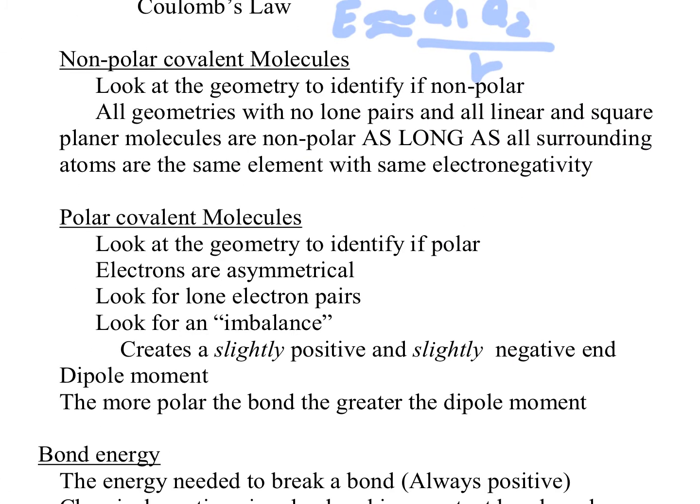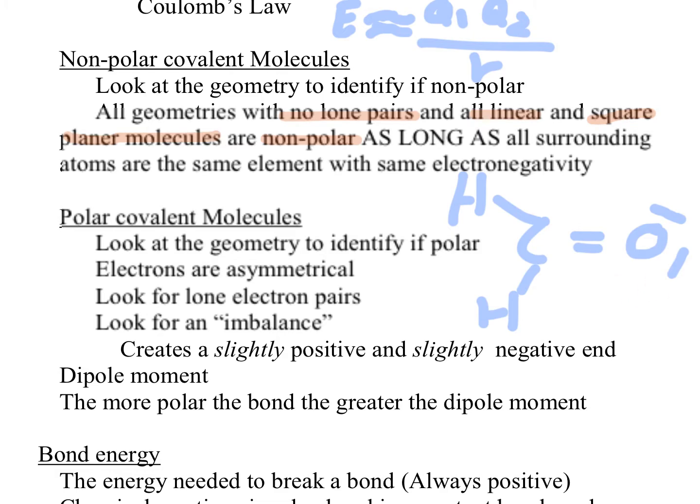So nonpolar covalent molecules, the way we identify them is we look at the geometry. All of our geometries that have no lone pairs, all of the linears, and the square planar molecules are nonpolar, as long as all the surrounding atoms are the same element with the same electronegativity. So if I have carbon going to an oxygen, with 2 hydrogens off of it, that satisfies oxygen. While this is trigonal planar and it has no lone pairs, it is still very polar because oxygen is much more electronegative than hydrogen.